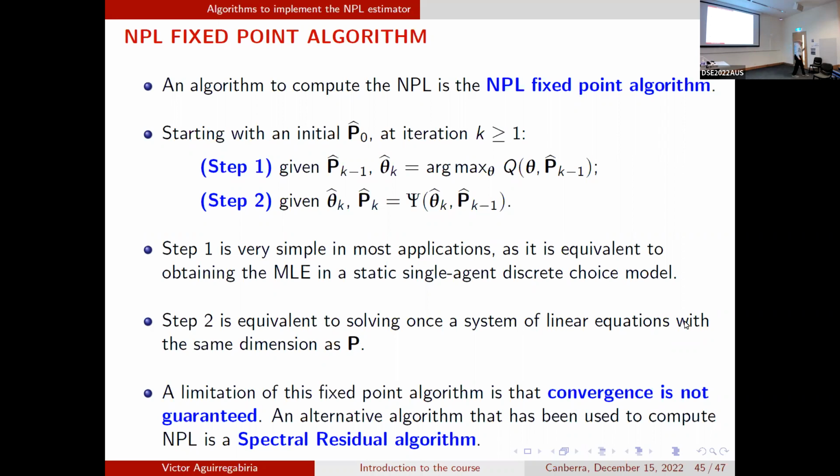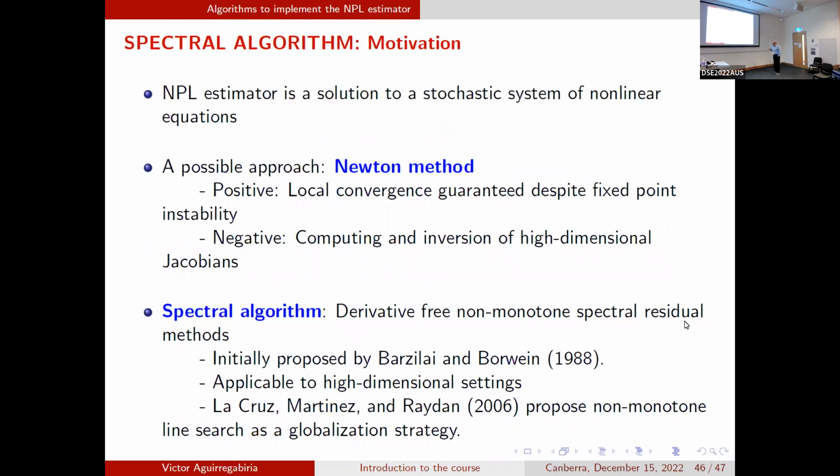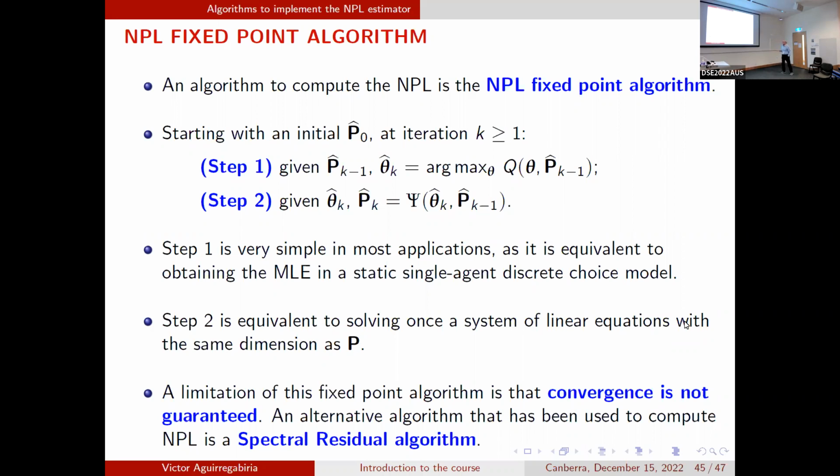In general, this is an issue of many other estimators of equilibrium models where we don't have a contraction property of the equilibrium. In that sense, this is a similar type of problem. Then, in a recent paper with Matthew Marquardt, we propose an alternative algorithm to compute the nested pseudo likelihood. This paper was published in 2021 in Quantitative Economics.